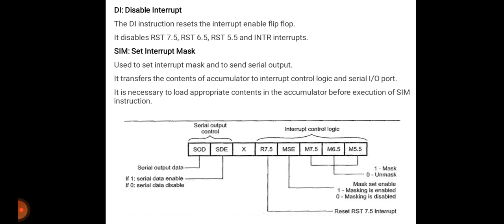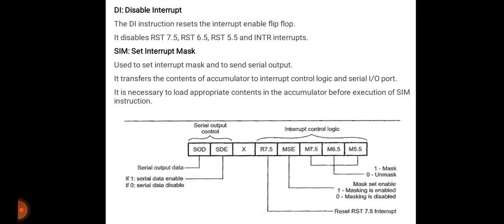This is SIM. SIM is set interrupt mask. This instruction is used to set the interrupt mask and to send serial output. Also, it transfers the contents of the accumulator to the interrupt logic and serial IO ports. It is necessary to load the appropriate contents in the accumulator before execution of the SIM instruction.